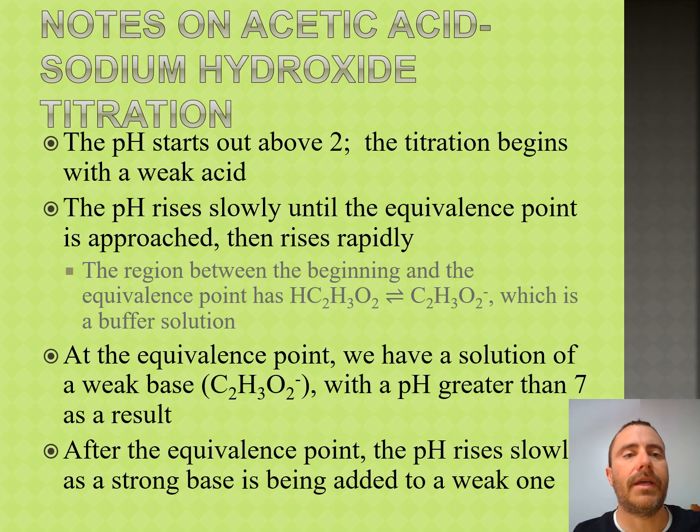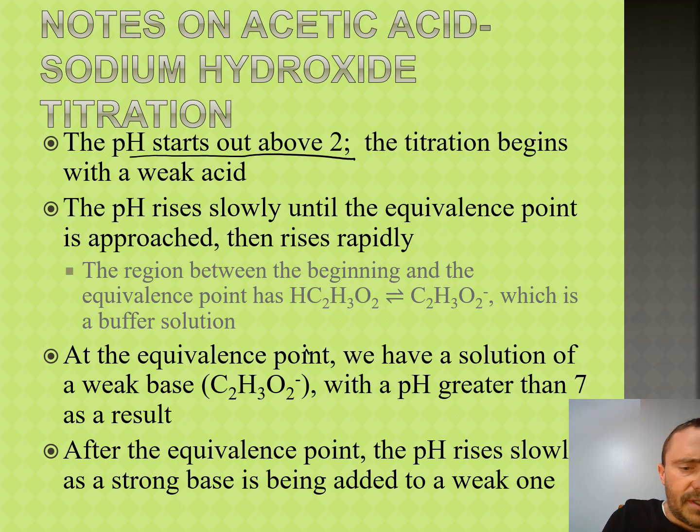So again, we can look back at our titration curve there and notice that the pH starts out above 2. It's still low, it's still below 7, but notice that the pH does start out above 2, and then it starts to rise up a little bit. And so we can find out that it was starting with a weak acid because of this. And then it says that the pH rises slowly until the equivalence point is approached.